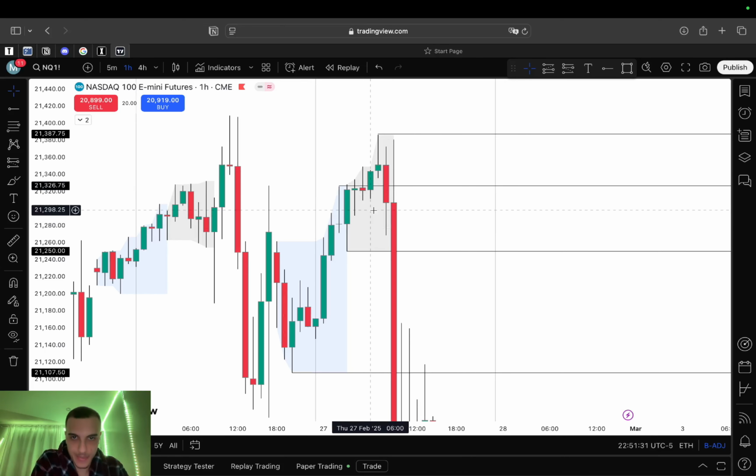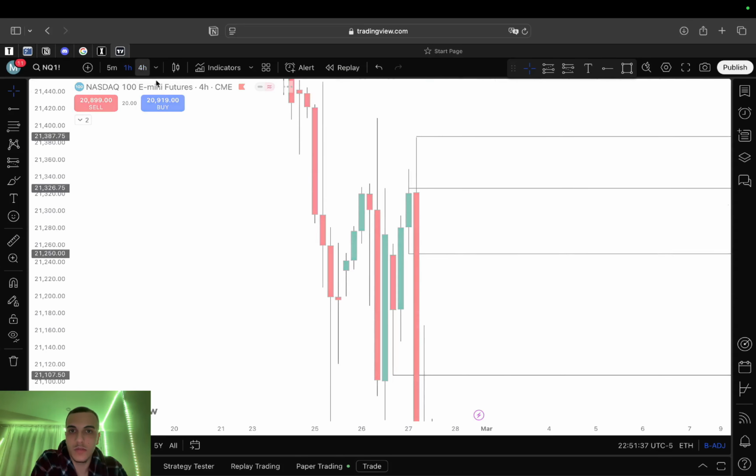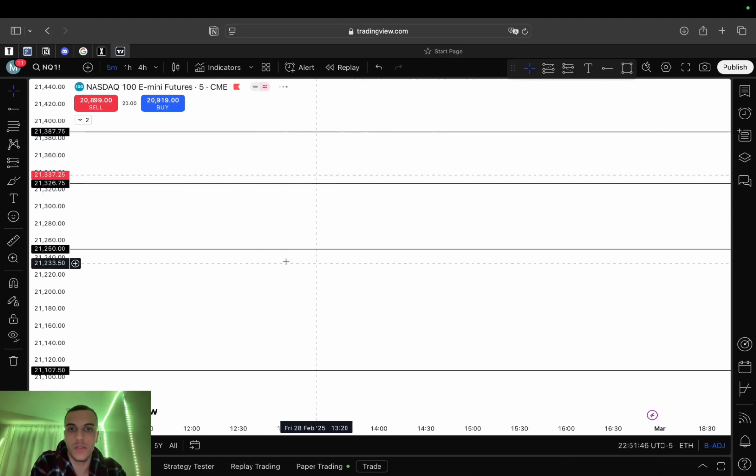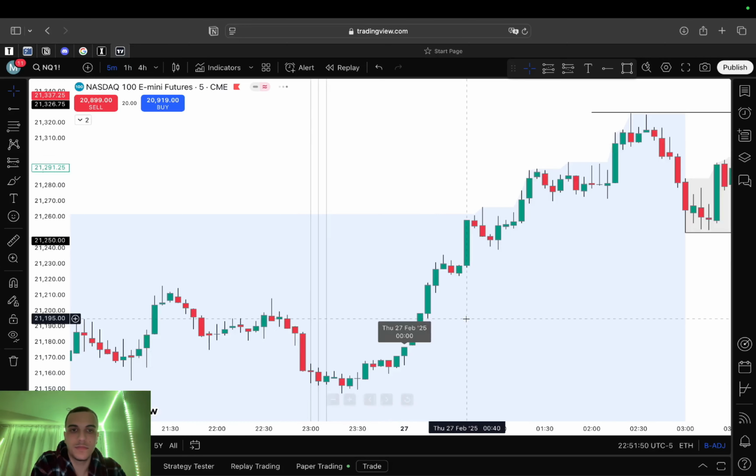All right, we marked up everything. Go on the 4 hour. Didn't see any fair value gaps. Go on the 1 hour. I seen this little one. Mark it up. Go on the 5 minute. Thursday.